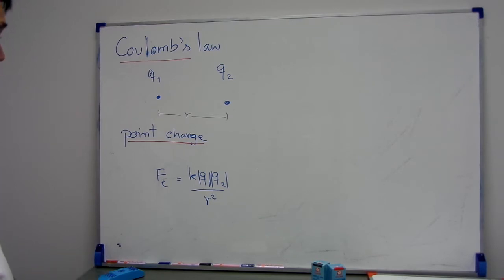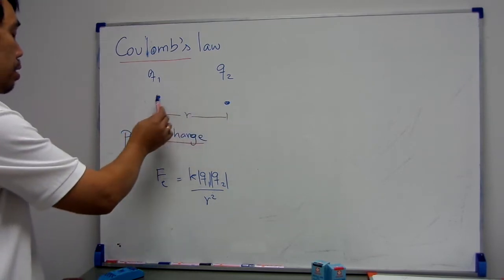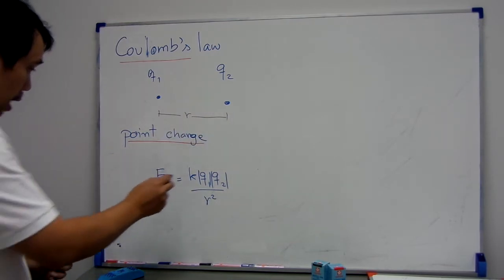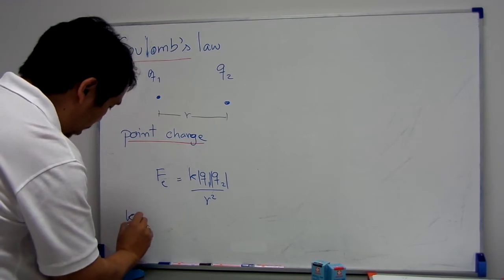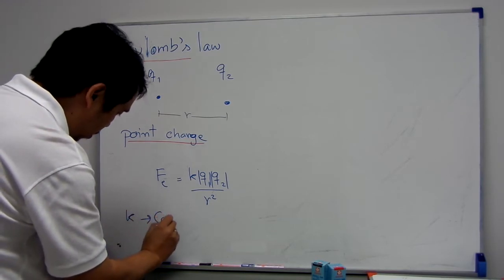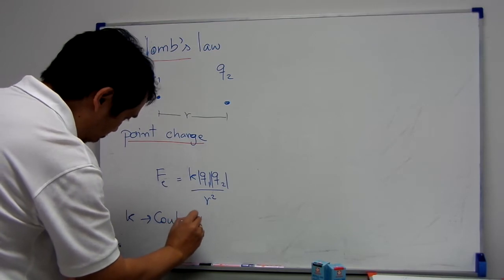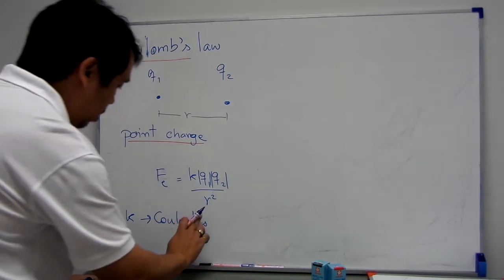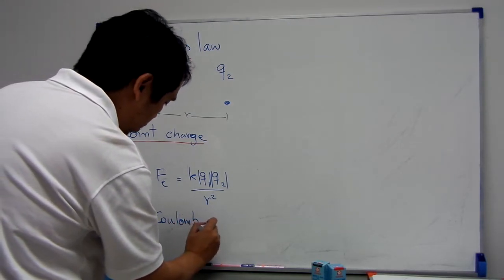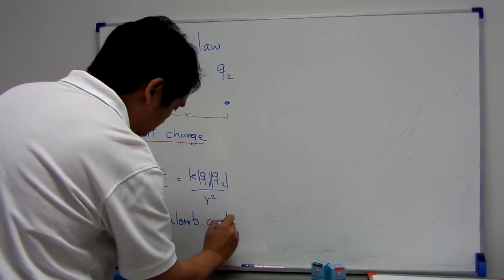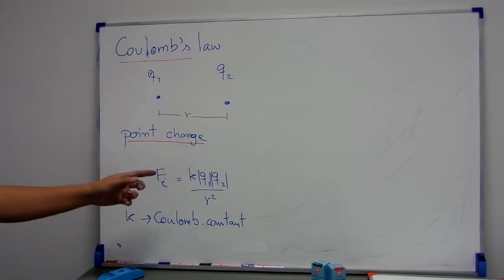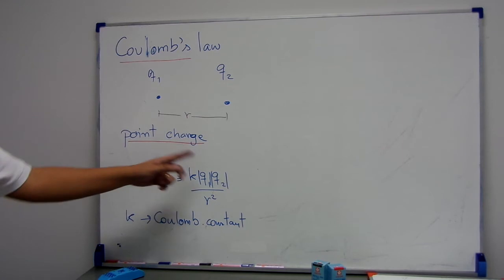We express the force between these two charged objects quantitatively. K is the Coulomb constant. It is a constant that we fit to the experiment.